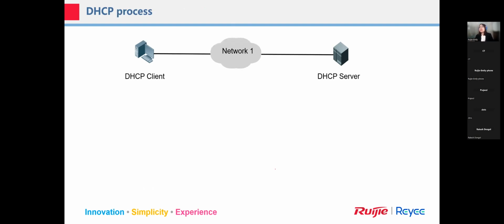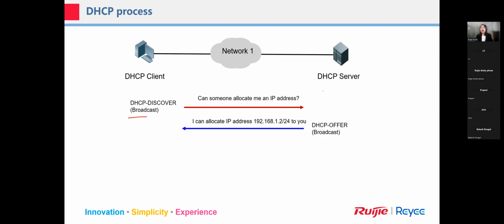And then let's look at the process. First, the client will send out the discovery message. This is a broadcast message: can someone allocate me an IP address or not? This is a broadcast message, so pay attention to this. If the server receives it, it will give a reply, the DHCP offer: I can assign an IP address to you.